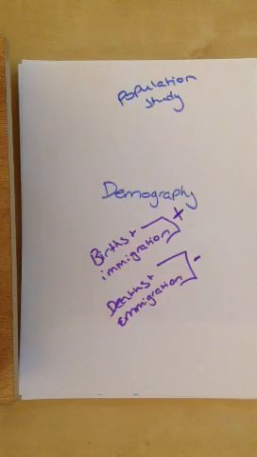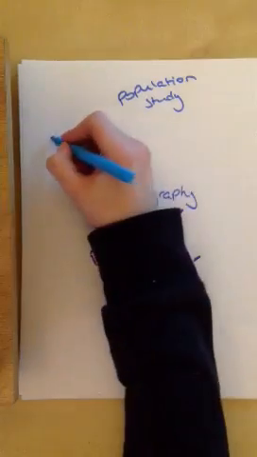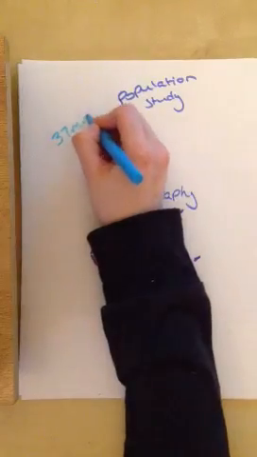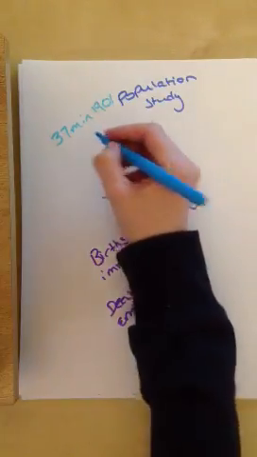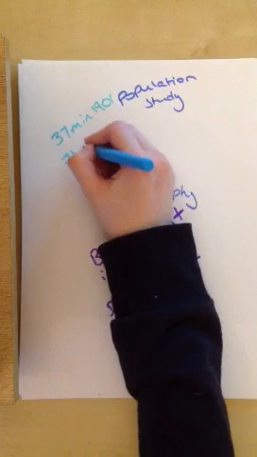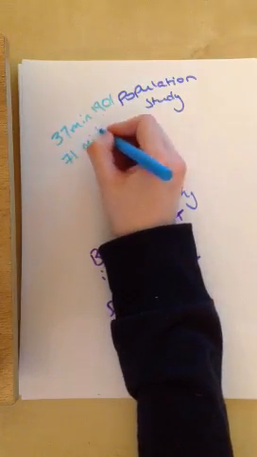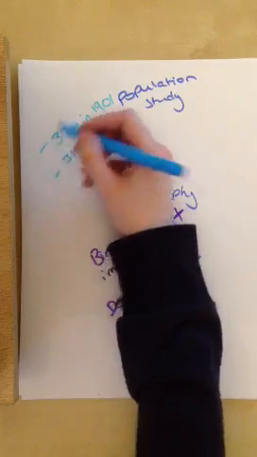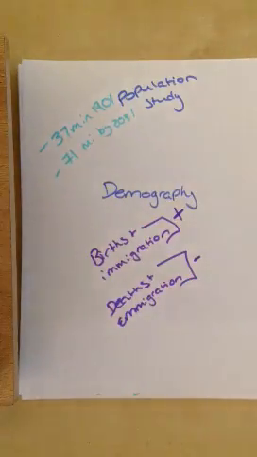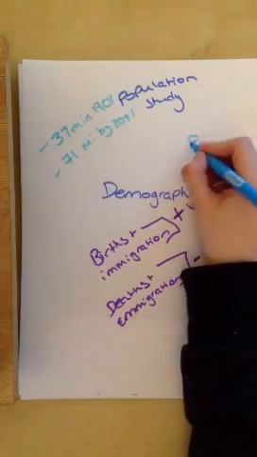The UK's population grew from 37 million in 1901 to 71 million by 2031. Let's look at birth rate then.